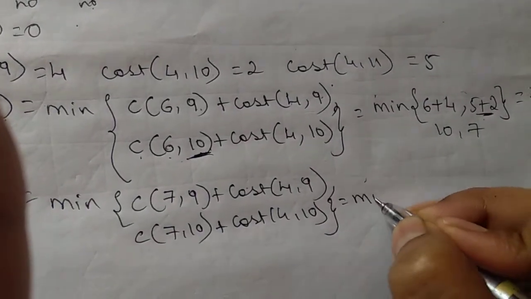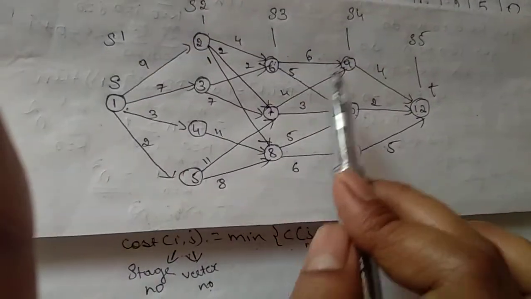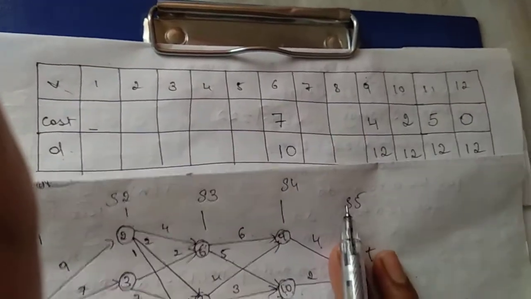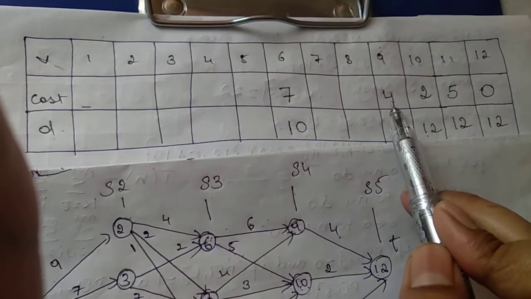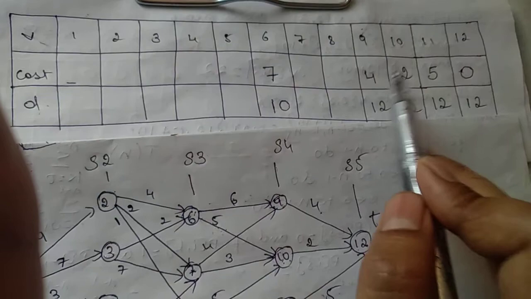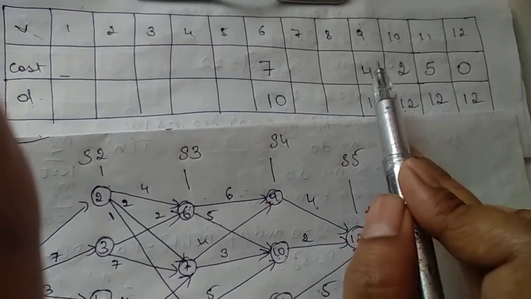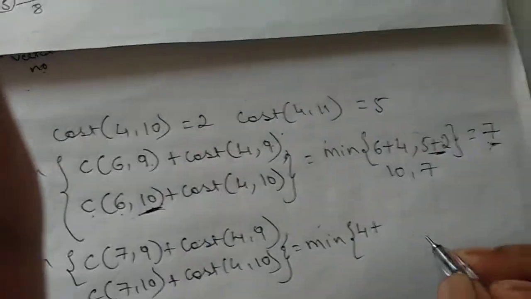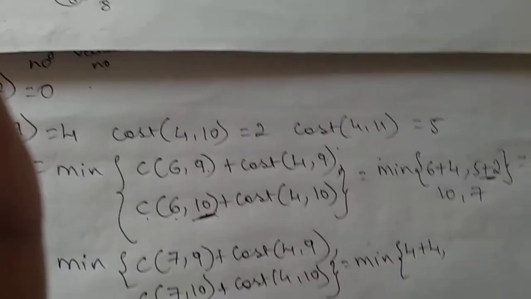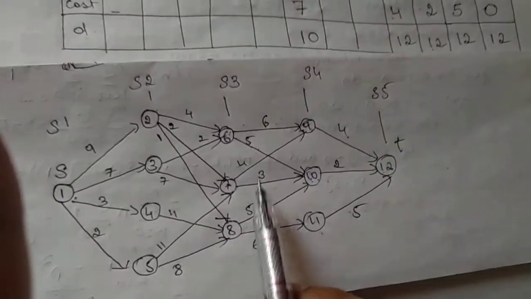Now again I'll take the minimum. 7 to 9, what is the cost? It is 4, plus from 9, what is the cost? It is 4. Once the cost is updated in this table, you have to check the cost in this table, not here. Okay. Cost of 9 is 4, so it is 4 plus 4. And then from 7 to 10, what is the cost? It is 3.